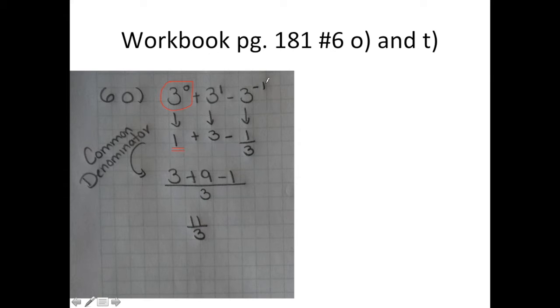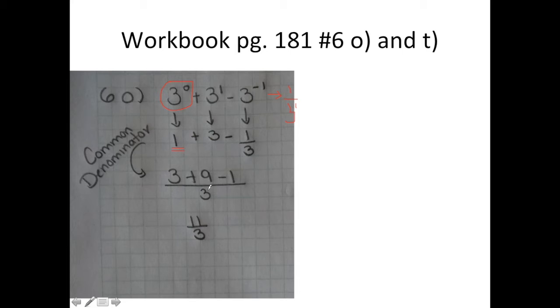And 3 to the negative 1, guys, remember that this property says that you can put that as 1 over that number. In this case, 3 to the 1. But 3 to the 1 is really 3. So that's why I can change 3 to the negative 1 as 1 over 3. And then all you have to do, guys, is 1 plus 3 minus 1/3.